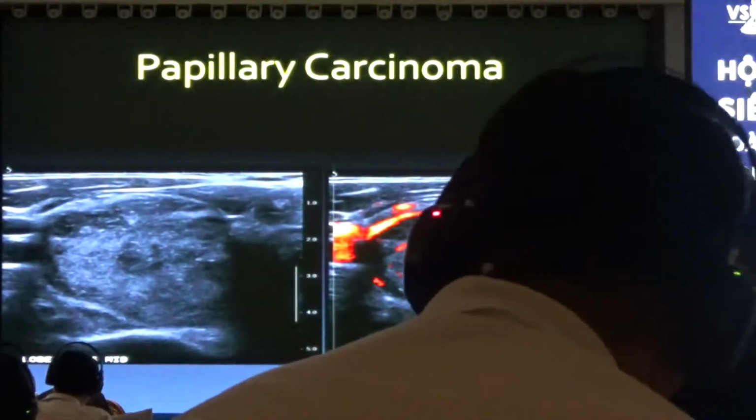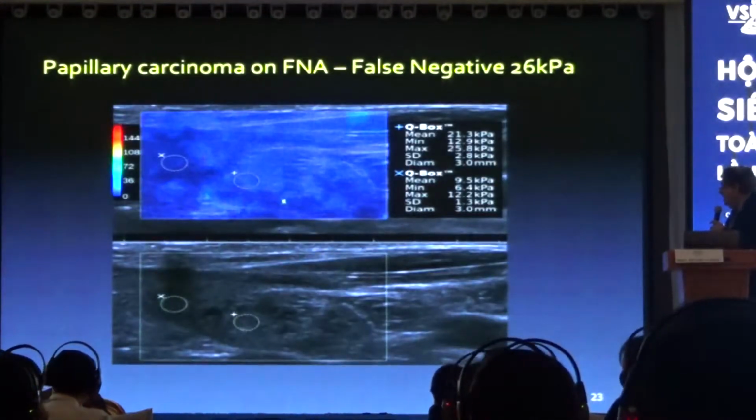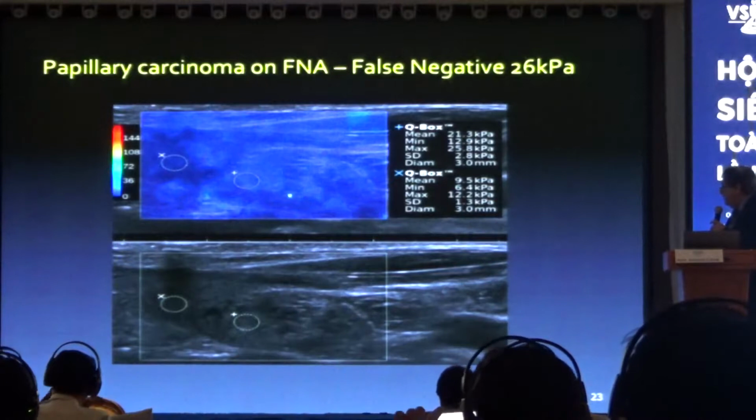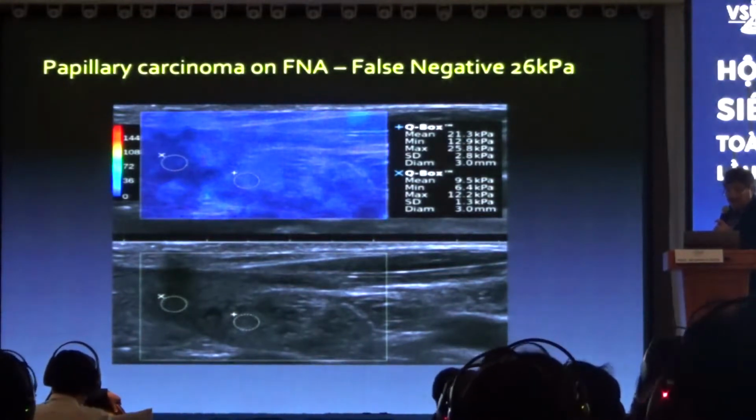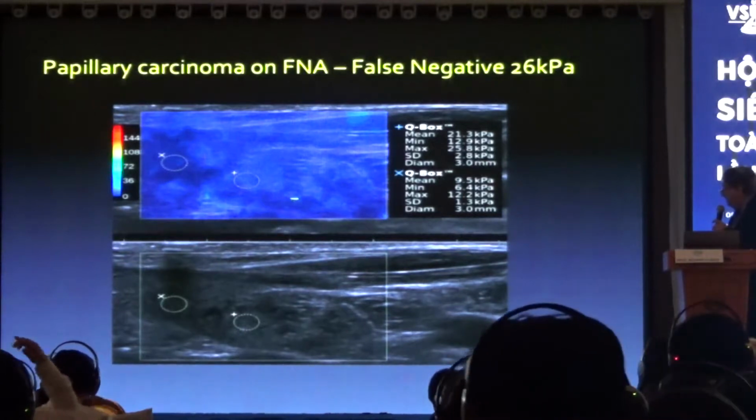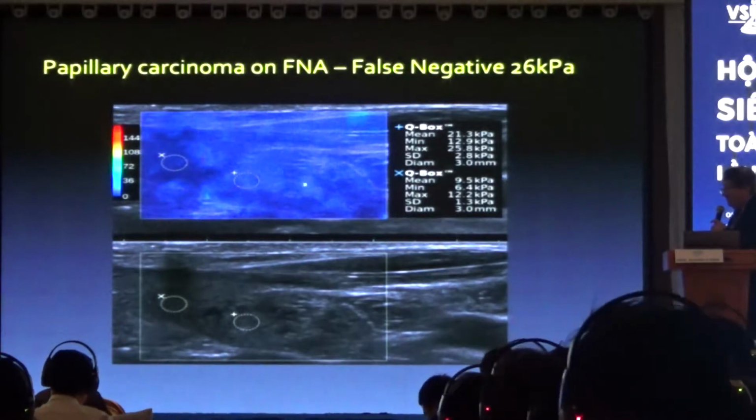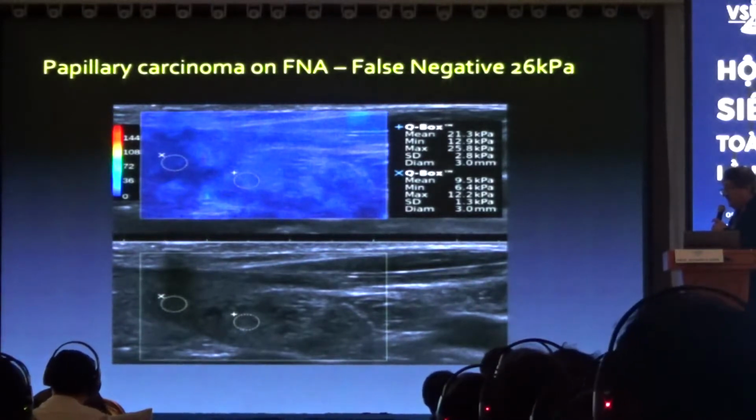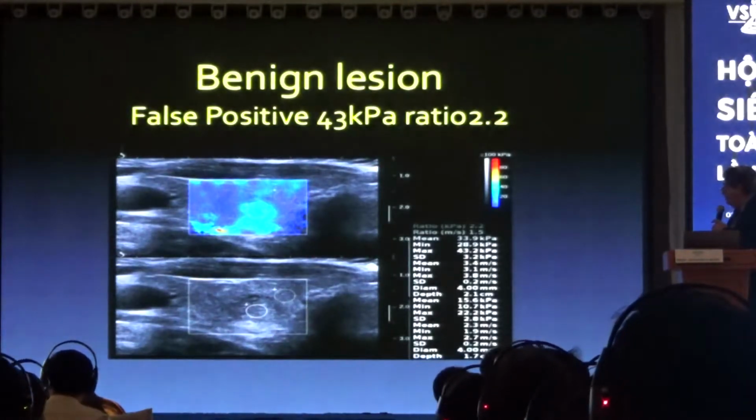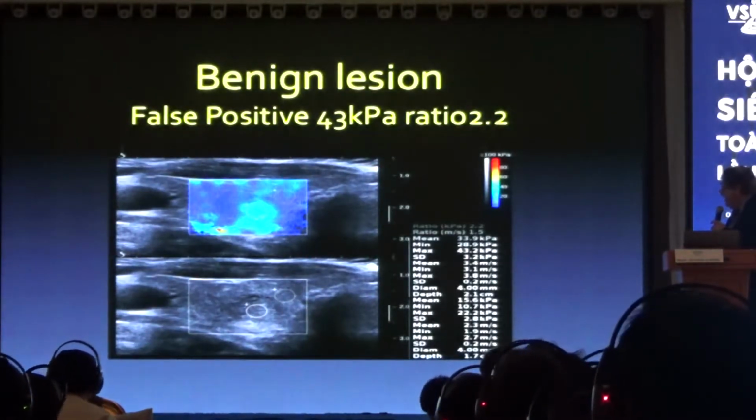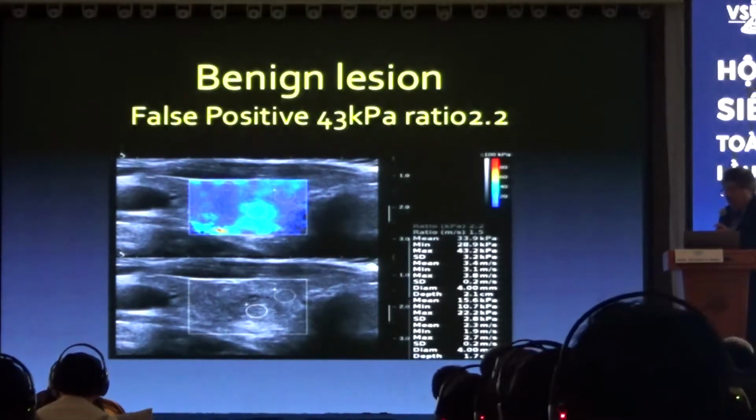Another lesion that turned out to be a papillary cancer. However, this lesion is a papillary cancer, and it's the same stiffness as normal thyroid. And we have many, many of these cases that we've had surgically positive lesions, and their papillary cancers are as soft as a normal thyroid. And we also have benign lesions that are stiff that turn out to be malignant. So there's a lot of overlap between benign and malignant lesions.